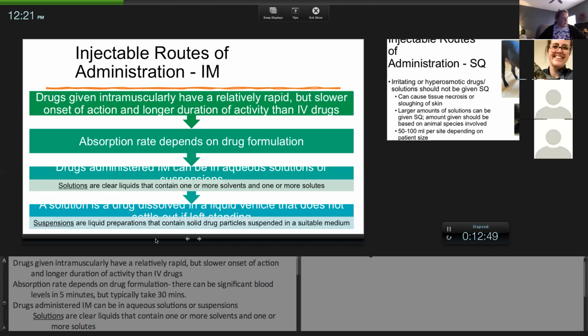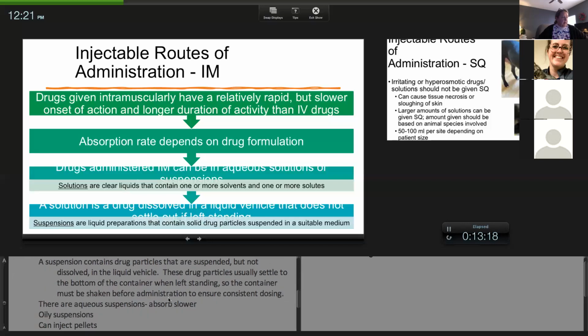And then you have suspensions, or liquid preparations that contain particles suspended in a medium, like Albon that you give for coccidia. Again, you always have to tell the owner to shake well, because those drug particles will settle at the bottom of the bottle. So you always want to shake it up so you get those drug molecules suspended.